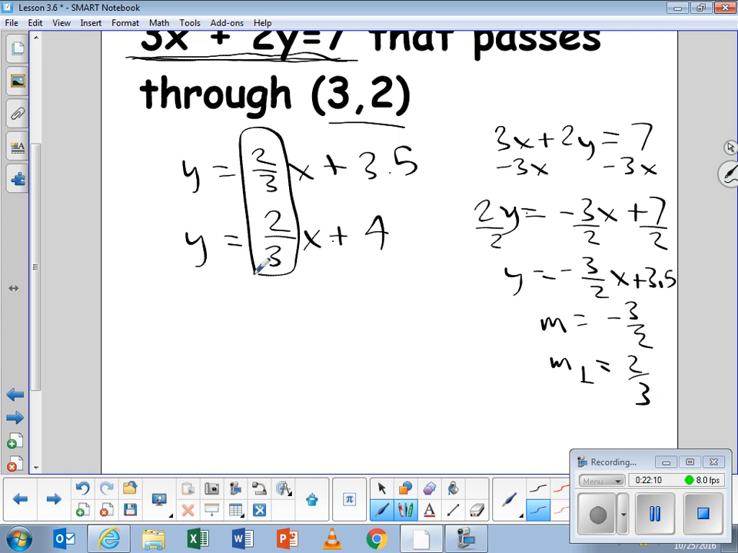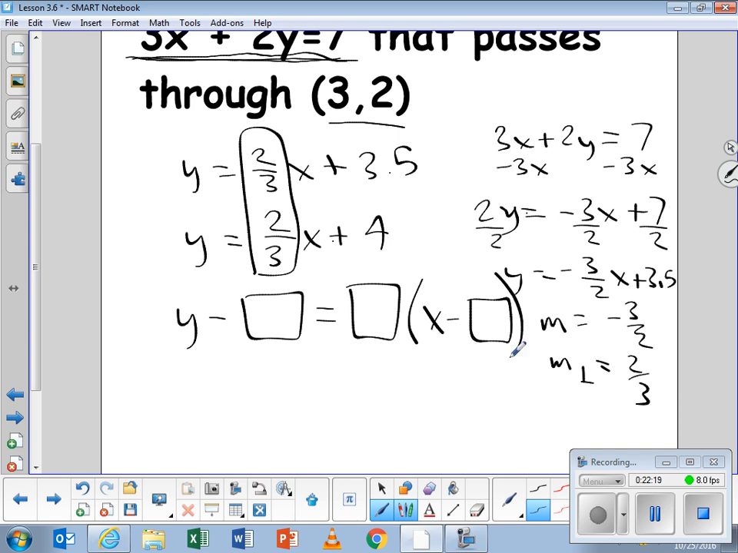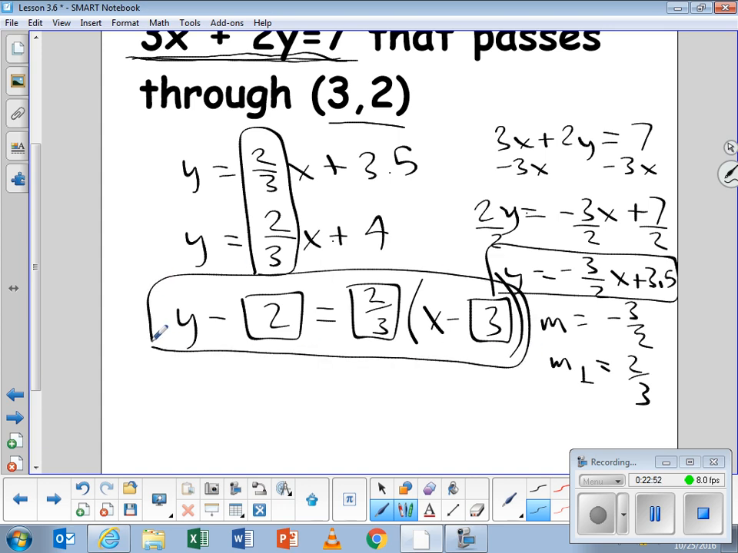So now we use this formula. Y minus box equals box times x minus box. And my slope goes here. And then my point goes there. You cannot just take this equation and change the slope. That will be perpendicular, but it won't pass through that point. Okay? So you can't just take the equation they give you and change the slope. You have to use this formula here to find where that actual equation is. Okay?